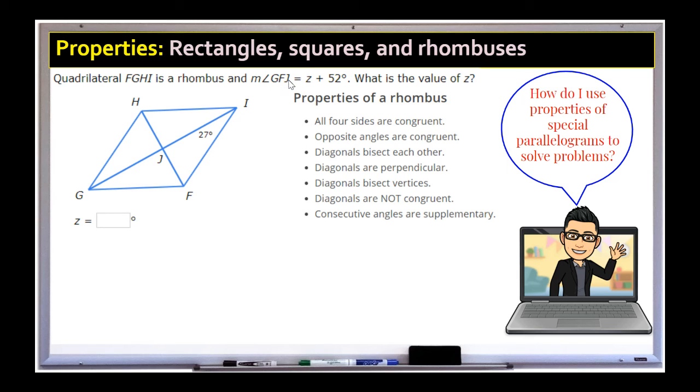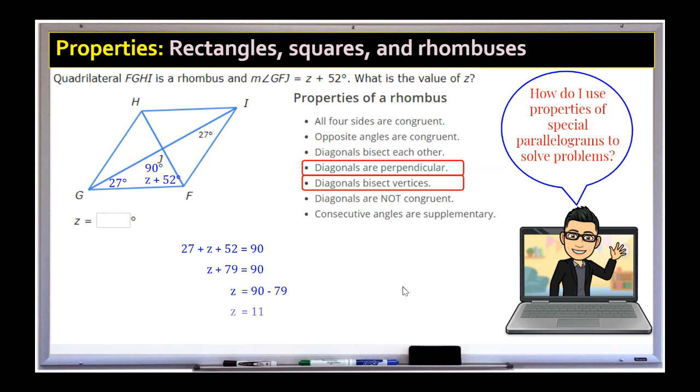Here's another one, okay? We're looking for GFJ. We know that diagonals are perpendicular, so we have a 90-degree angle in the center. Diagonals bisect, so we have a 27-degree angle down here, the same as this one. And we have an expression for GFJ, which is z plus 52. So if you add 27 plus z plus 52, the sum of these two little angles should be 90 degrees, because you already have 90 here, and the whole thing is 180, right? So that's what I'm going to do to set up my equation. I add 27 to z plus 52, combine like terms, and then subtract the 79, and I will get z equals 11.